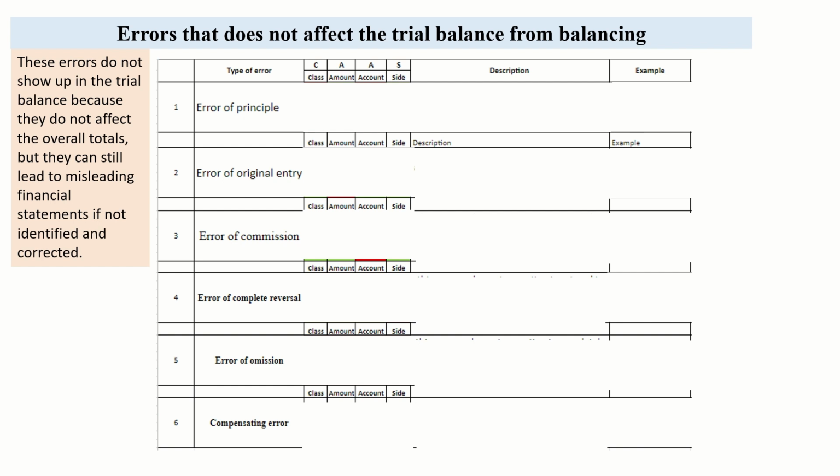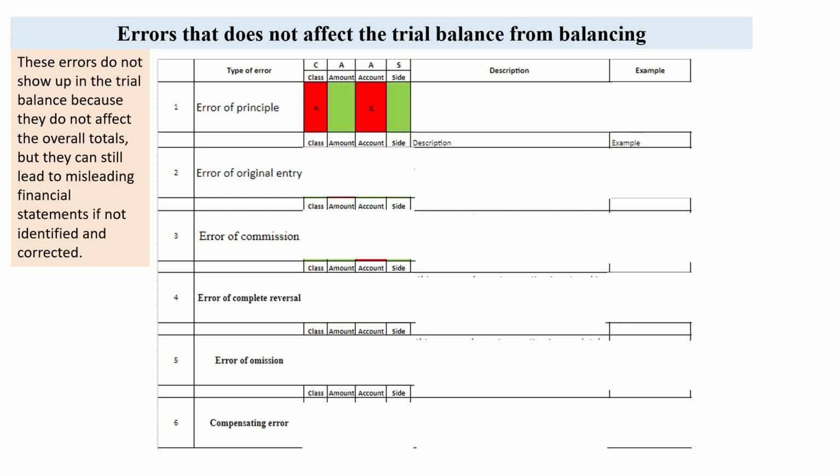These are the 6 types of errors that do not affect the trial balance from balancing: error of principle, error of original entry, error of commission, error of complete reversal, error of omission, and compensating error. Now, let's look in detail at each type of error along with its description and an example.